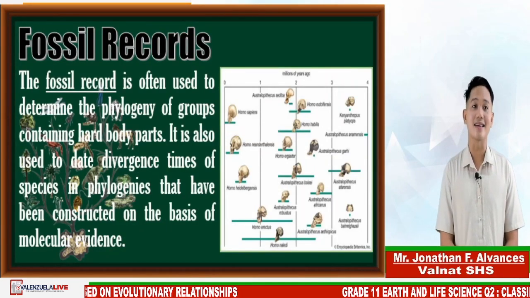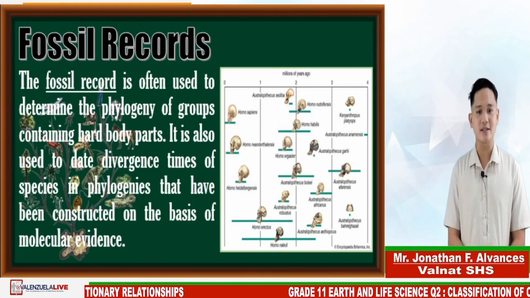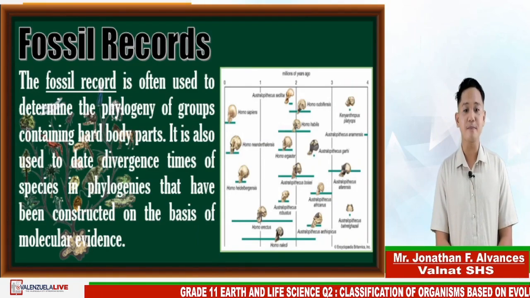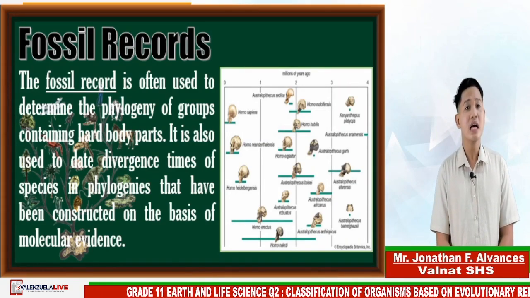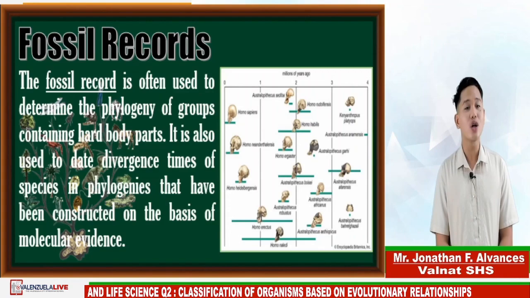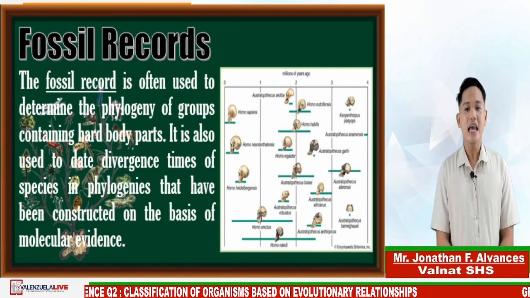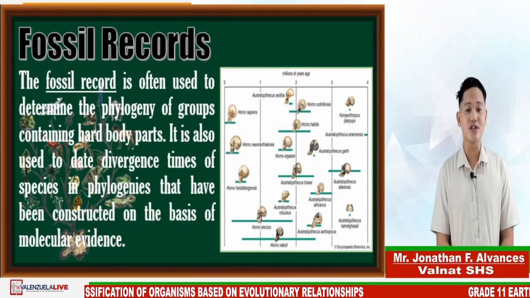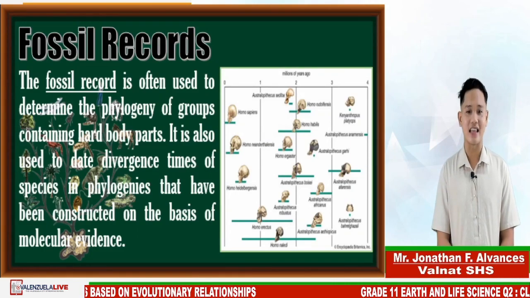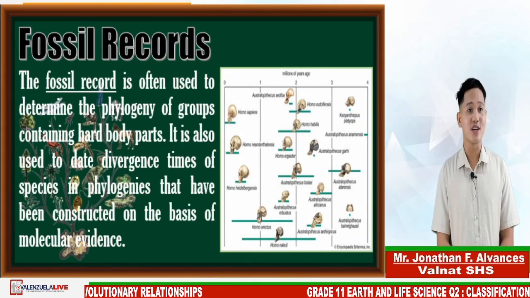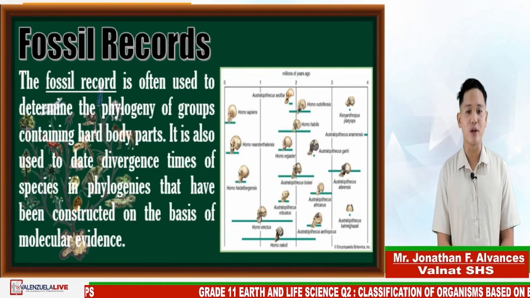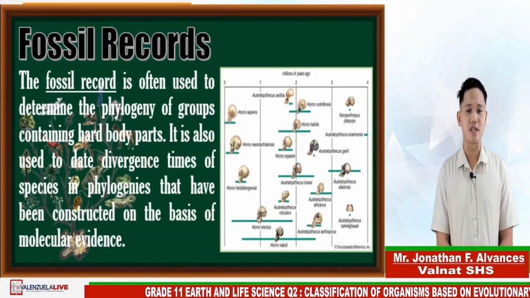Fossils document the existence of extinct species, showing that different organisms have lived on Earth during different periods of the planet's history. The fossil record is often used to determine the phylogeny of groups containing hard body parts. It is also used to date the divergence time of species in phylogenies that have been constructed on the basis of molecular evidence. They can also help scientists reconstruct the evolutionary history of present-day species.